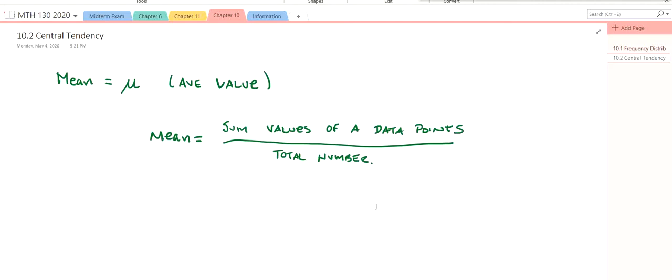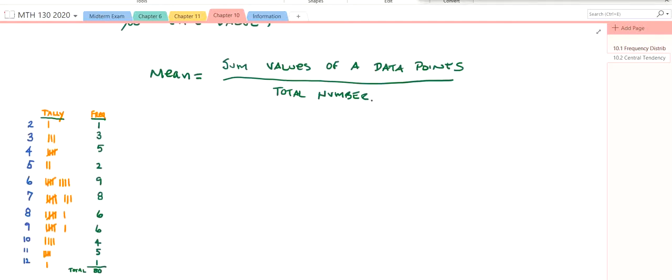So for example, if I was going to calculate the mean of our 2 dice experiment, I rolled 2 dice, I sum the values on the top of the dice. Well, I would have to sum all these values. So I rolled a 2, and I rolled it 1 time. Then I rolled a 3, but I rolled that 3 times. So 3 times 3 is 9. So that's a total of 10 so far.